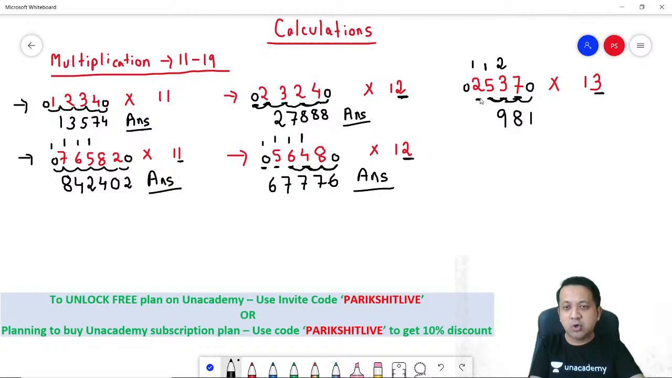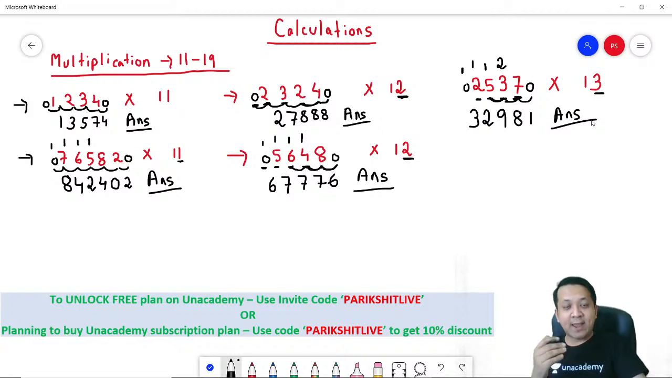Next, into 3. 2 into 3, 6. 6 plus 5, 11. Carry over 1, 12. Carry over 1. 0 into 3, 0. Plus 2, 2. 2 plus 1, 3. That's your answer. I hope you follow what I'm trying to say. So remember, this method will work for all numbers up till 19. So I don't have to show you.